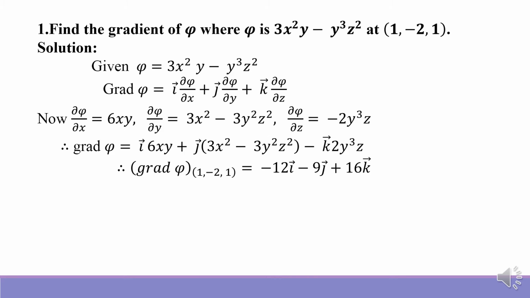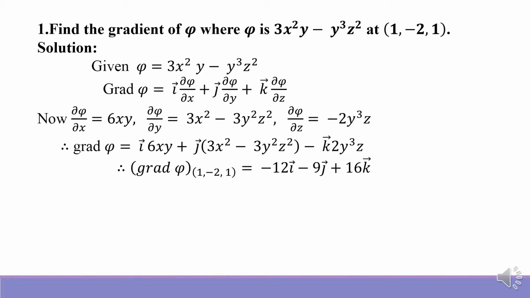Here phi is the given problem. Phi equal to 3x square y minus y cube z square at the point 1 comma minus 2 comma 1. Find the gradient of phi. Given phi equal to 3x square y minus y cube z square, grad phi equal to the formula: vector i into dou phi by dou x plus vector j into dou phi by dou y plus vector k into dou phi by dou z. First, partially differentiate phi with respect to x, that is dou phi by dou x.